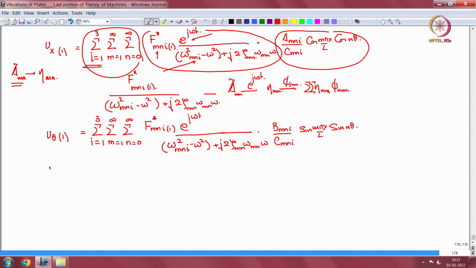and u3 for the first set is similarly a triple sum of f star m n I 1 e to the power of j omega t divided by this frequency term. Then sine m pi x by L cos n theta. Displacement with set 1, we are done.